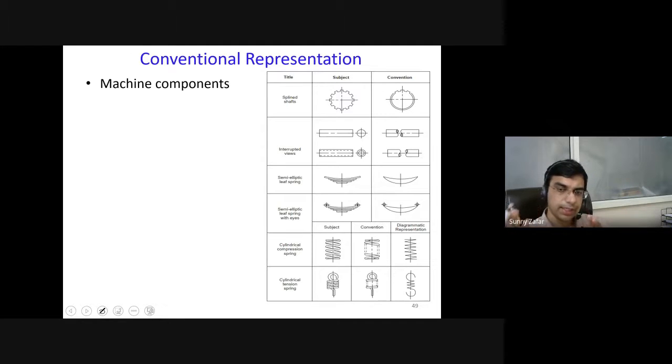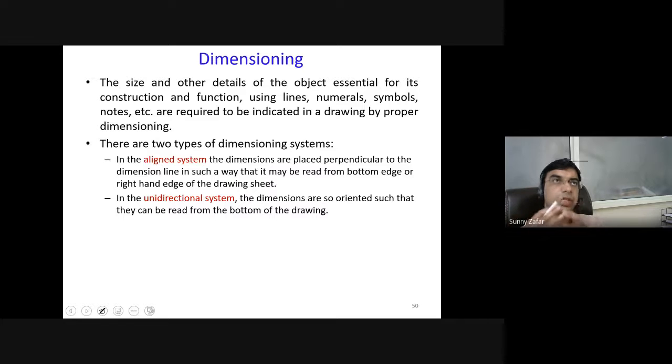These will be discussed in more detail as and when these machine components come in front of us to draw them. Here it is just for your information that the complex subjects in machine drawing are represented by a simpler version in the convention. And these are standardized conventions, which cannot be changed from place to place or person to person. These are standard worldwide.